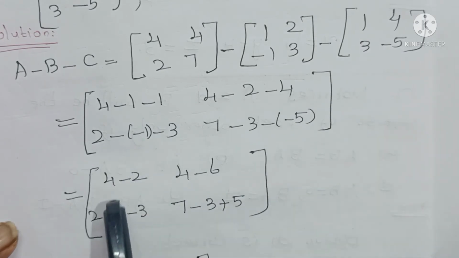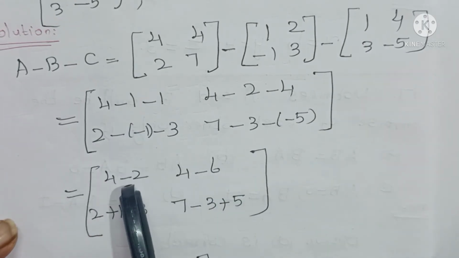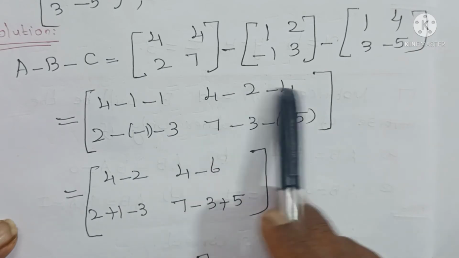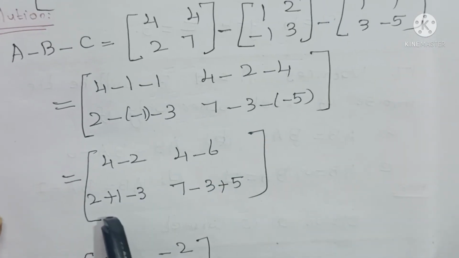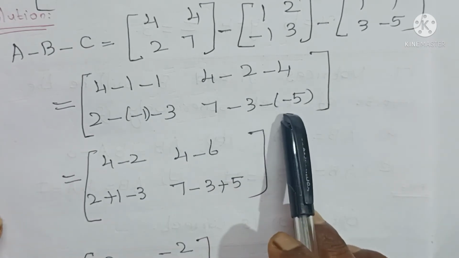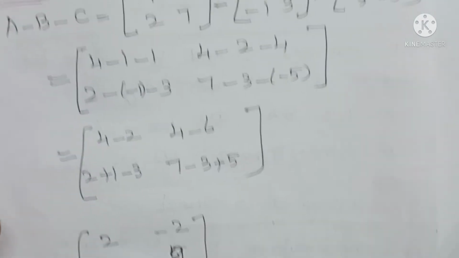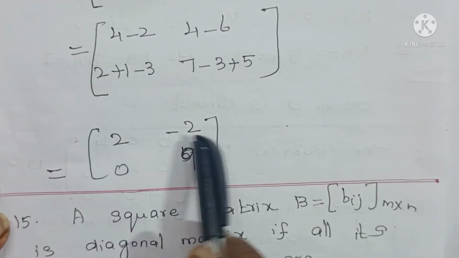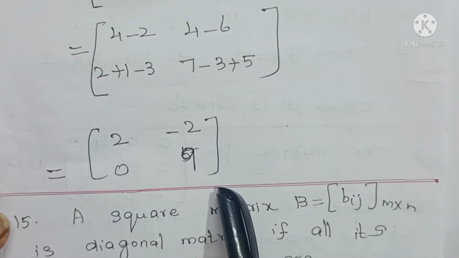Then you have to simplify, that's it. So 4 minus 2. Here 4 minus 6. Here 2 minus 1, minus of minus becomes plus, so plus 1 minus 3. Here 7 minus 3, minus of minus plus 5. So if you simplify, you will get [2, -2, 0, 9]. That's the answer.